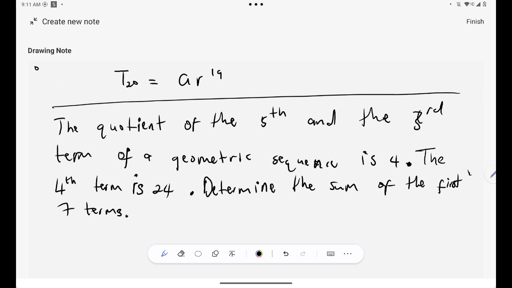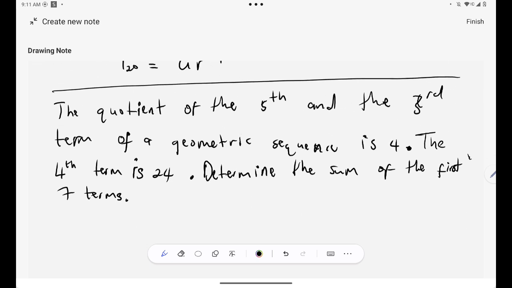Okay, here's a statement, guys. I'm told that the quotient of T5 and T3 is 4. Whenever I divide term 5 by T3, I'll get 4. And I'm also told that the fourth term is 24. They want me to find the sum of the first 7 terms. For me to find the sum, I need the values of a, n, and r. I know n is 7, but I must find a and r. How can I do so?